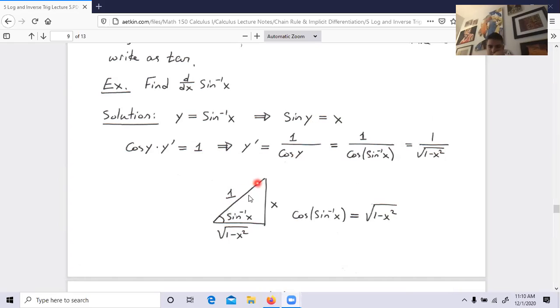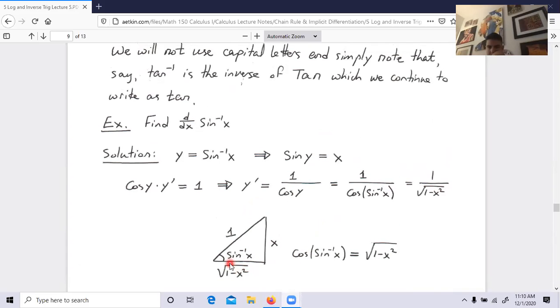So by the Pythagorean theorem, I can write x, 1, and on the bottom, root of 1 minus x squared. And therefore, cosine of sine inverse is simply adjacent over hypotenuse.